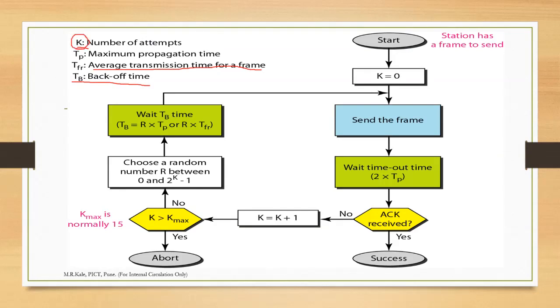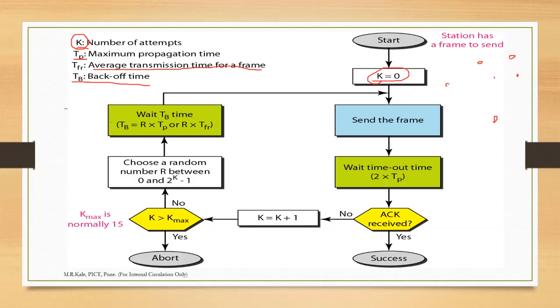What is K? Number of attempts. Because if the data is lost, the data has to be retransmitted. So this is the number of attempts for that particular data frame. Initially we set it to 0 for the first transmission, K equal to 0. Then we have the maximum propagation time, which is TP. What is maximum propagation time? Suppose there are various stations situated like this. Pardon my drawing.